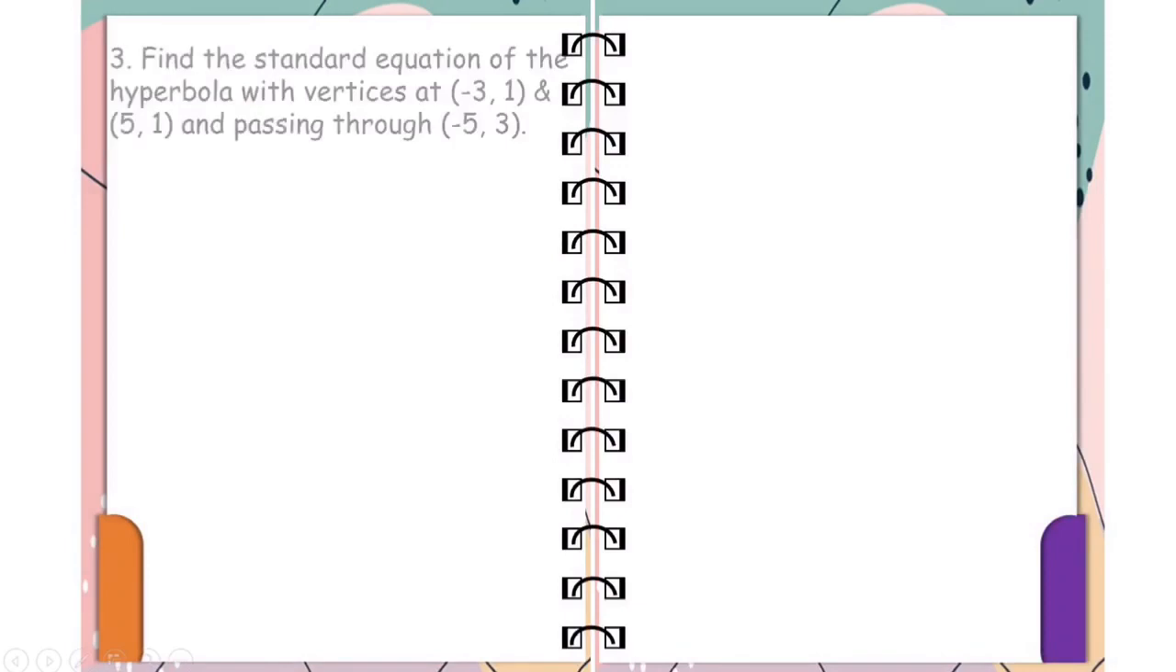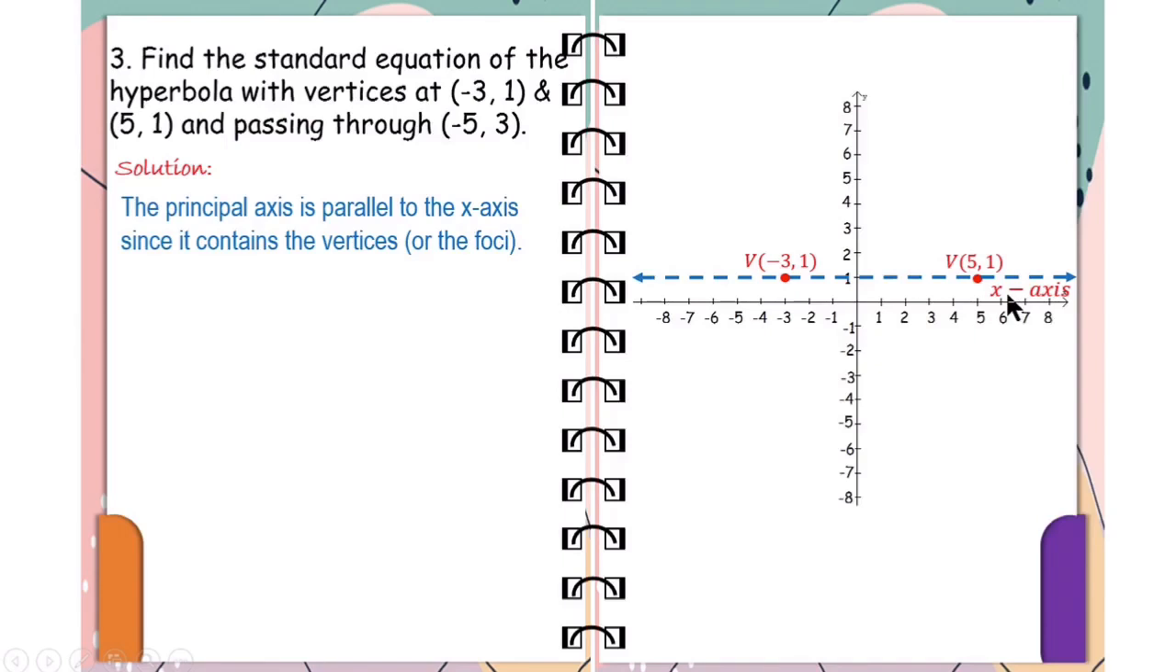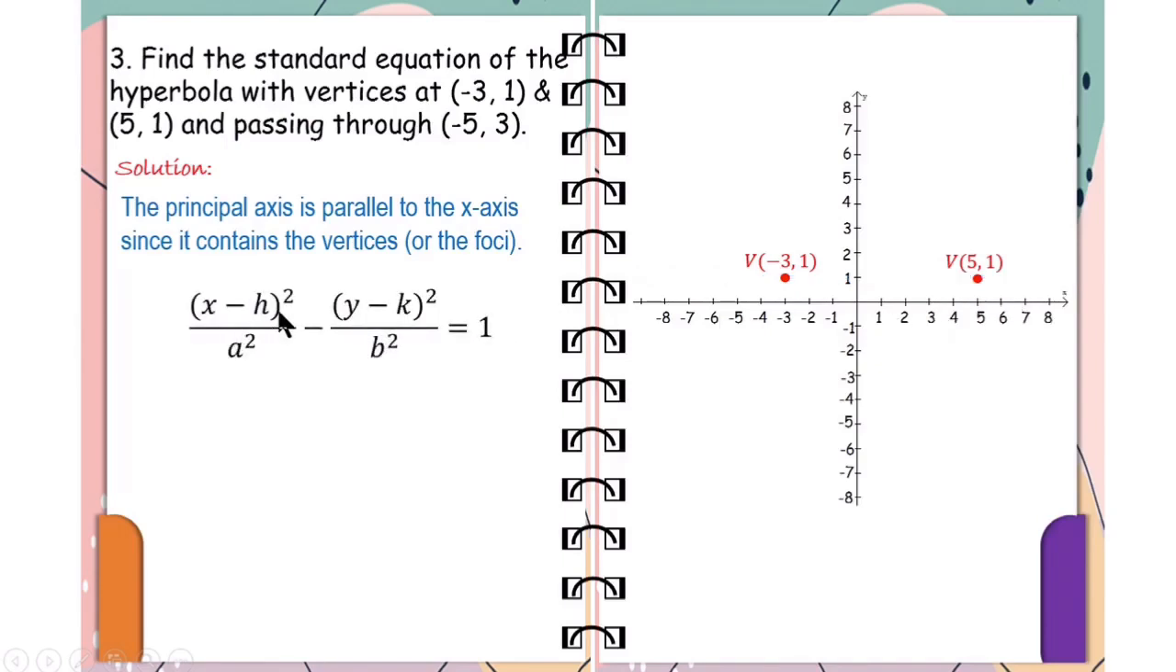Example number 3. Find the standard equation of the hyperbola with vertices at (-3, 1) and (5, 1), and passing through the point (-5, 3). First, plot the vertices (-3, 1) and (5, 1) to determine the focal axis or principal axis, and it is parallel to the x-axis. Thus, we use the equation (x minus h) quantity squared over a squared minus (y minus k) quantity squared over b squared equals 1. Next, we need to find the center to determine the values of h and k.